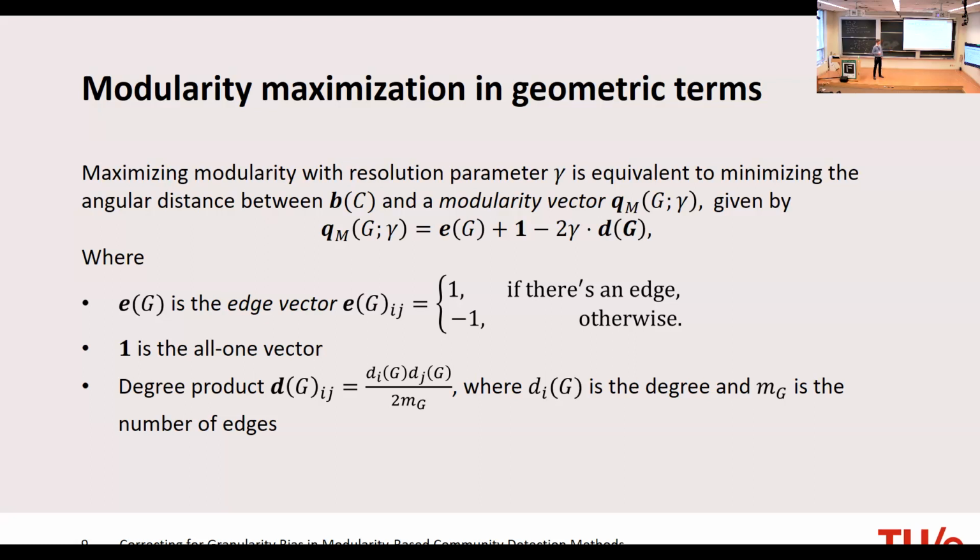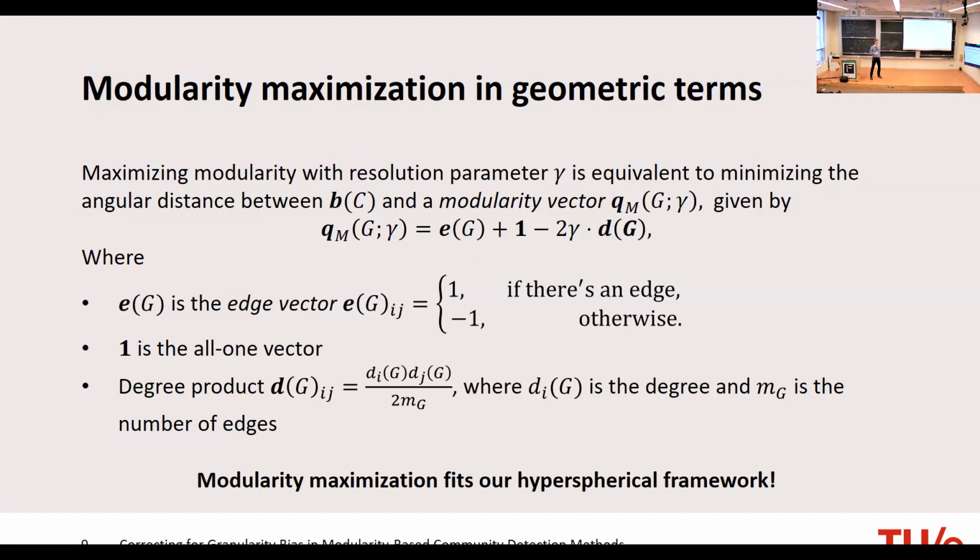The way that you map the network to a point is simply the sum over here of the all-ones vector, and then this binary vector over here, which is similar to the partition vector, but simply the edge connectivity. And then here, this degree product. And the resolution parameter is over here. This also works for other versions of modularity, for example where the null model is simply the Erdős-Rényi null model. Basically any other null model that you can come up with will also work. So that tells us that modularity maximization fits this framework that we are discussing here.